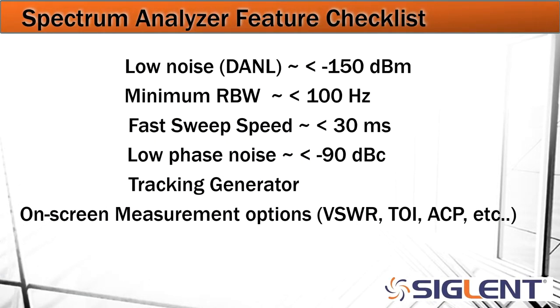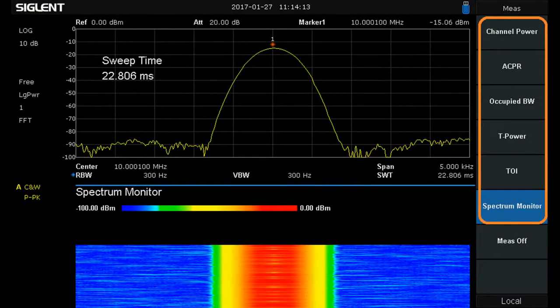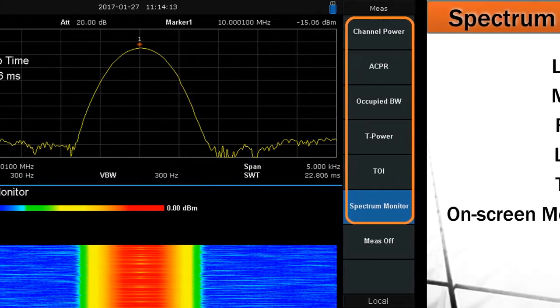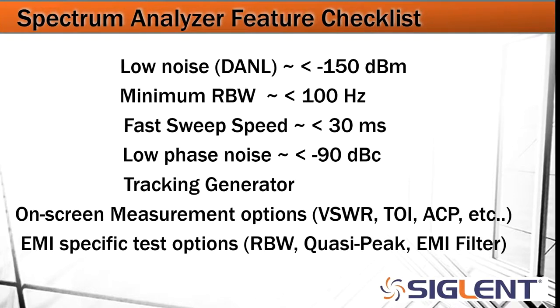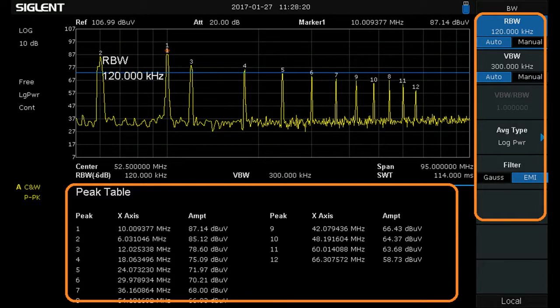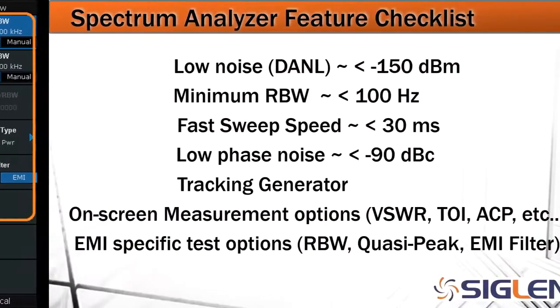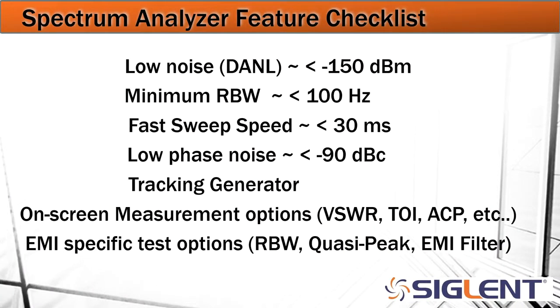On-screen measurement options are also helpful. This includes VSWR, third-order intermodulation, adjacent channel power, many on-screen measurement options, again, depending on the personality type of the instrument that you purchase or that you're looking for. And we've got EMI specific test options as well. That's going to be special resolution bandwidth or RBW values, a quasi-peak detector, and an EMI filter that are going to help provide data that is going to more closely represent what you would receive from a full EMI receiver or EMI test setup.